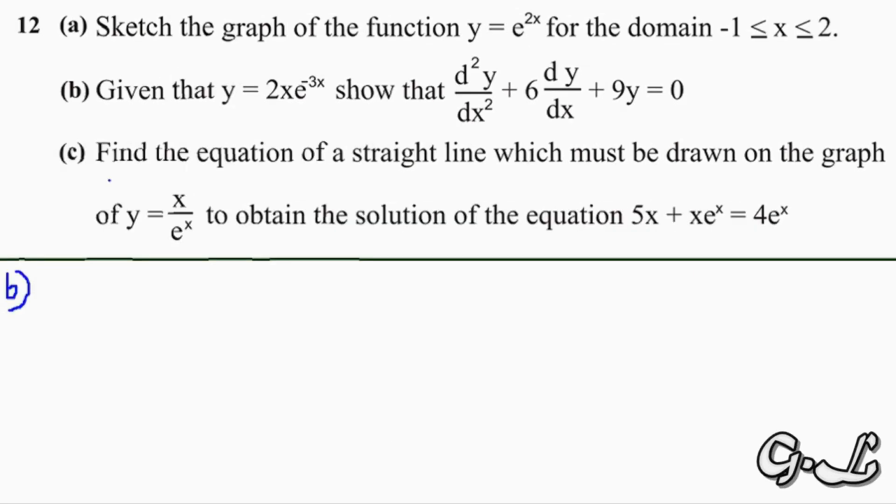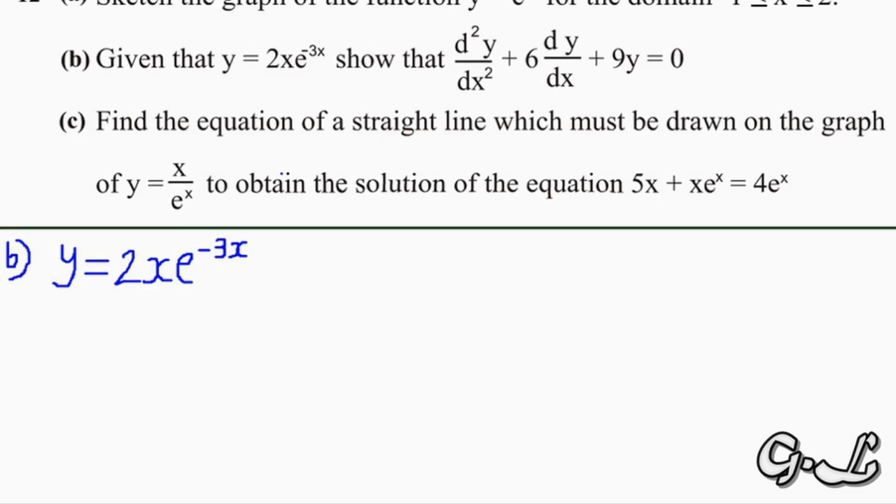Okay, so now let's go to another part of this question, which is part B. Part B states that given that y is equal to 2x e to the -3x, show that d2y/dx squared plus 6 dy/dx plus 9y is equal to 0. So what is the first thing that we're going to do? The first thing is to consider the equation that we're given. So we're given that y is equal to 2x e to the -3x.